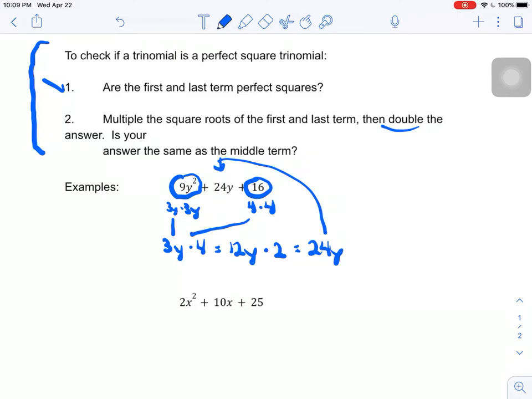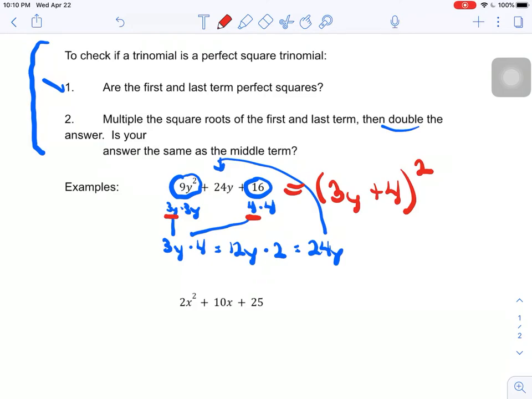So that means I can use my shortcut. My shortcut for this would be to just grab the a and the b. That's the square root of the first term and the square root of the last term, the 3y and the 4. And those are the parts of my factored expression. So it's just going to be 3y plus 4 squared. Or if you wanted to expand that out, 3y plus 4 times 3y plus 4. But it's shorter just to write 3y plus 4 squared. So always check and see if your trinomial follows that pattern, if you can use that shortcut.